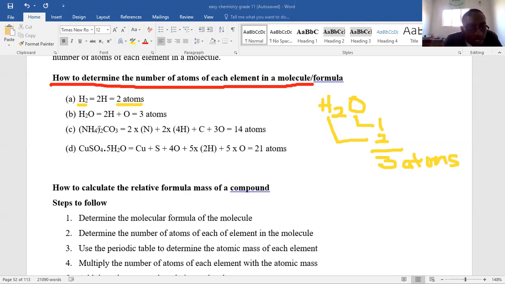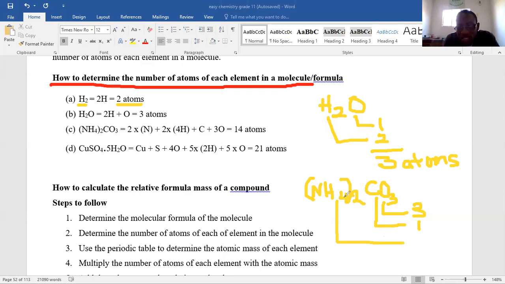Let's look at ammonium carbonate. Ammonium carbonate is (NH4)2CO3. Here you have how many oxygens? Three. We have a carbon, which is 1. Hydrogen is 4 in brackets, meaning they are affected by the 2 outside. Whatever is inside the brackets should be multiplied by the 2 outside, so 4 times 2 gives 8. Then there is a nitrogen, 1 times 2, which gives 2. When you add together, you have 14 atoms.